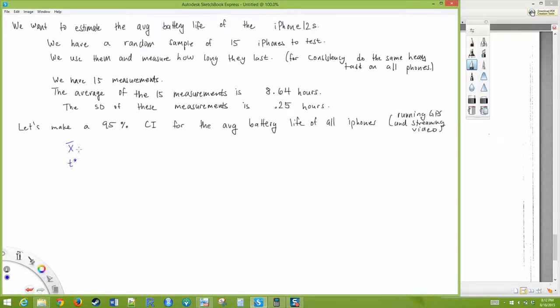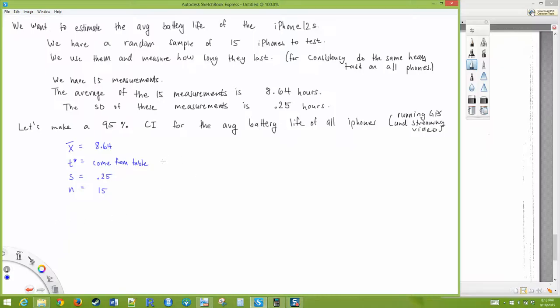So we're going to need X bar, T star, S, and N. Okay, so X bar is what? 8.64. T star will come from the table, and I'll explain how to use the table in a moment. S is 0.25 and N is 15. Good.